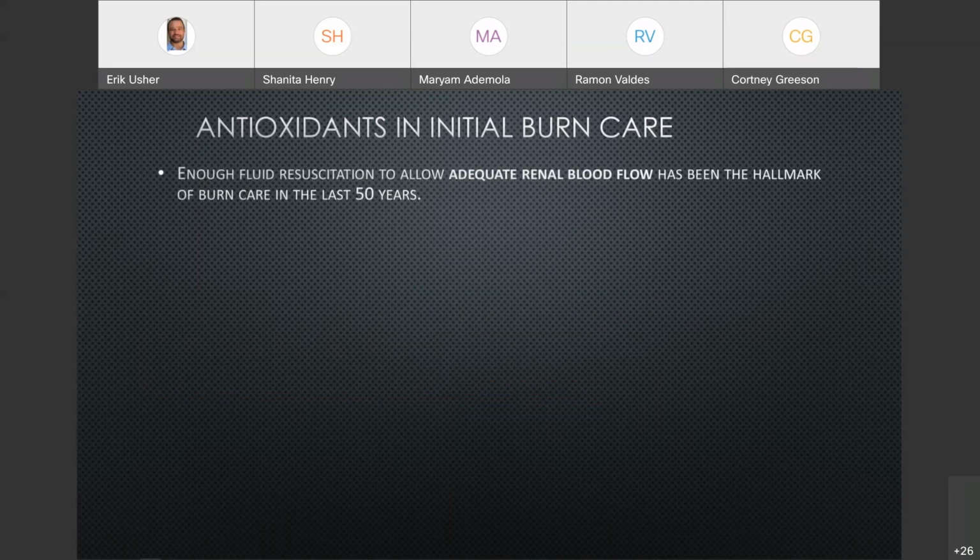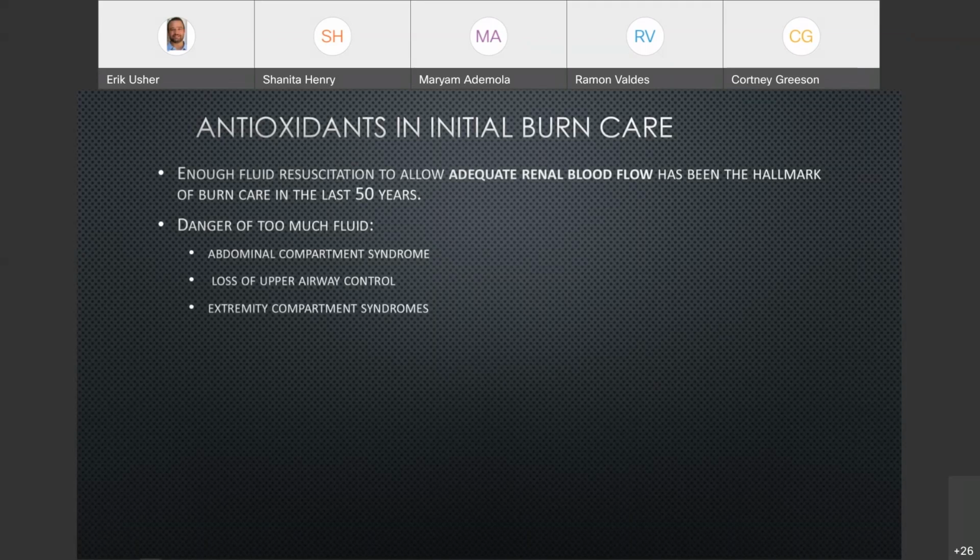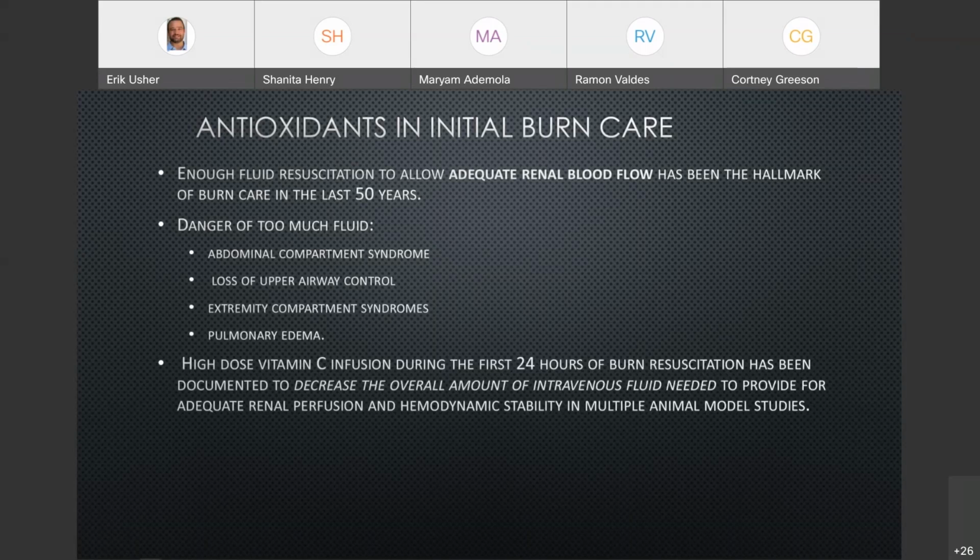Some of the other things we learned about, I love these new therapies that come on. So again, fluid resuscitation, the hallmark of burn care for the last 50 years. It's all about adequate renal blood flow. But we have dangers. We can overhydrate them. And the dangers for that can be abdominal compartment syndrome. We can have so much in that abdominal compartment that it causes necrosis in there, with loss of upper airway control, extremity compartment syndrome, pulmonary edema.